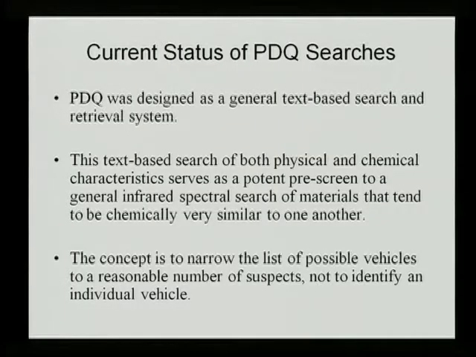The PDQ database was designed as a general text-based search and retrieval system. This text-based search of both physical and chemical characteristics serves as a potent pre-screen, or if I may use the term, search pre-filter, to allow a more general infrared spectral search of materials that tend to be very similar to one another in their infrared spectra. The concept of the PDQ database is to narrow the list of possible vehicles to a reasonable number of suspects, not necessarily to identify the individual vehicle. Clearly, given the success that the PDQ database has enjoyed, this concept has served them well.